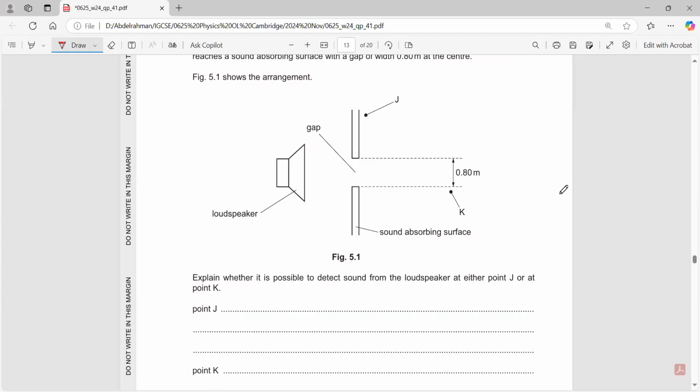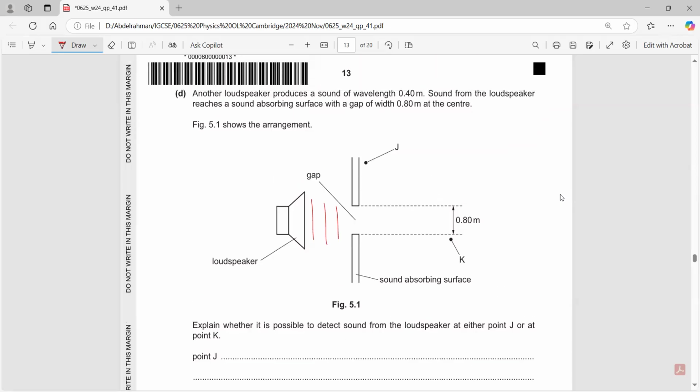First of all, we need to understand what's happening in this question. You have a sound of a certain wavelength passing through this gap, so diffraction will happen. If the wavelength is 0.4 and the gap is 0.8, what type of diffraction is this? Is this a wide gap or a narrow gap? 0.4 to 0.8, this would be considered a wide gap.